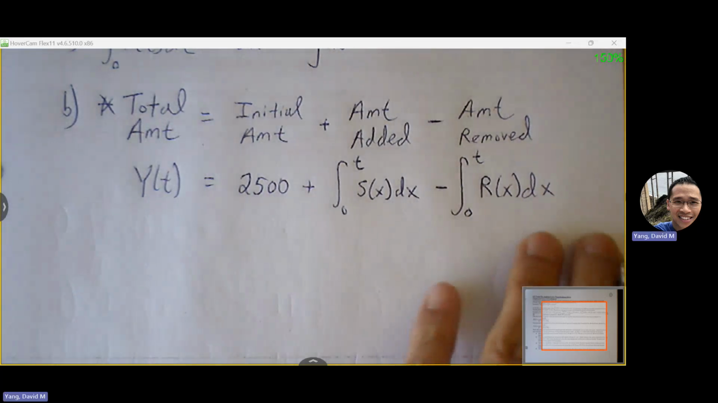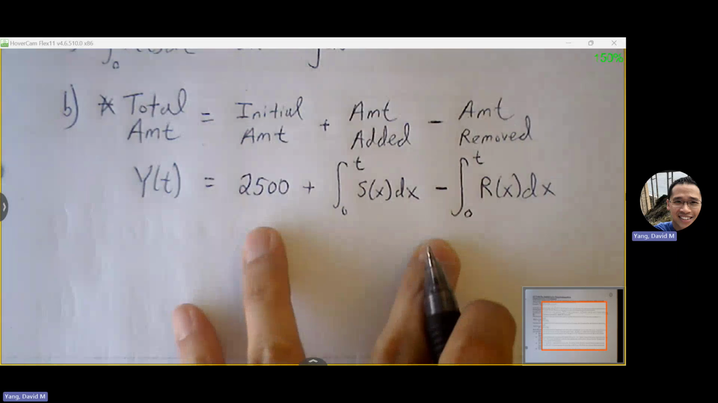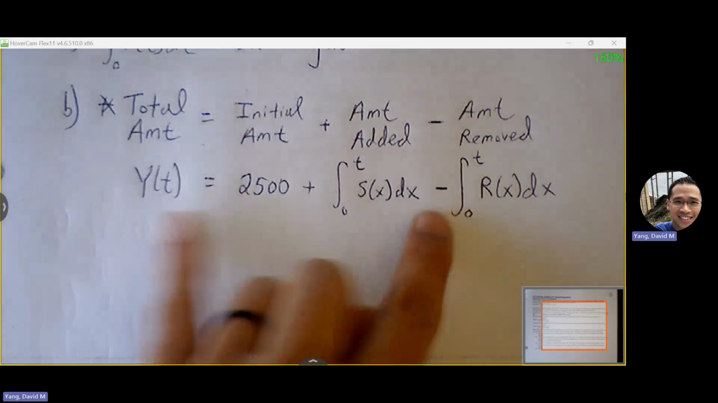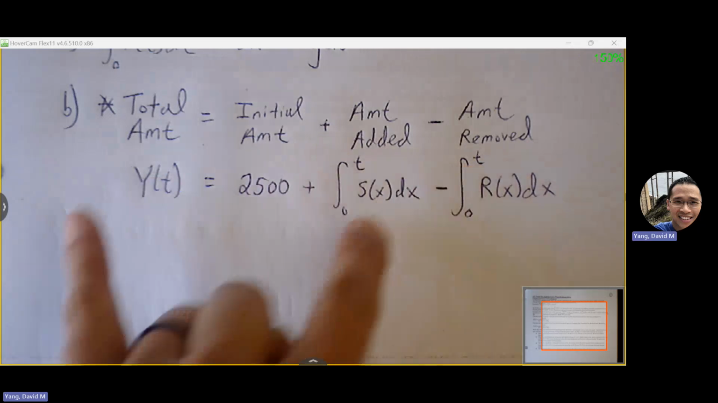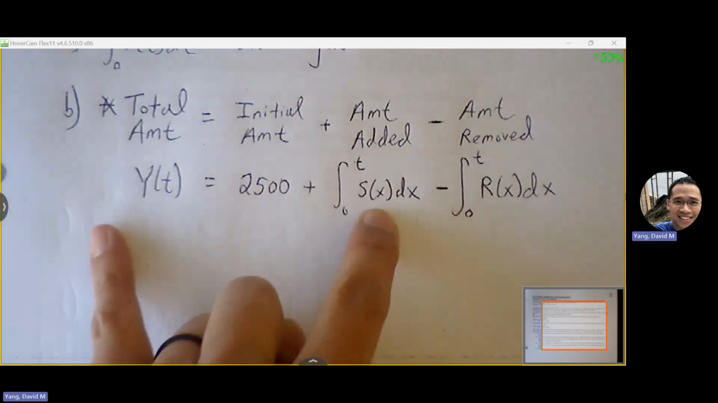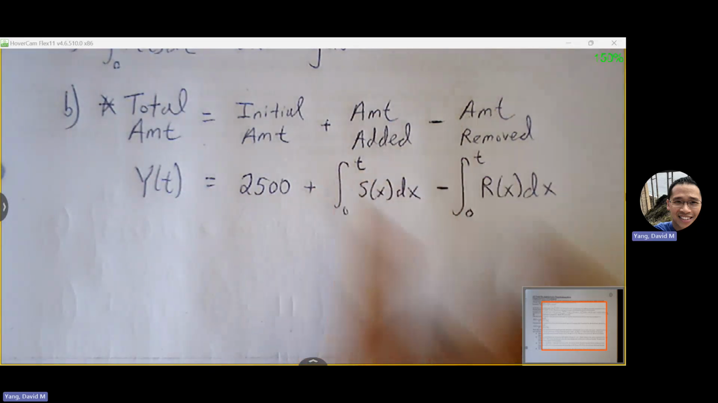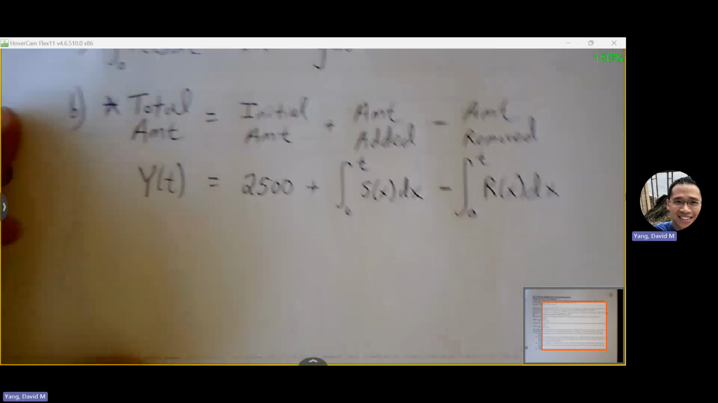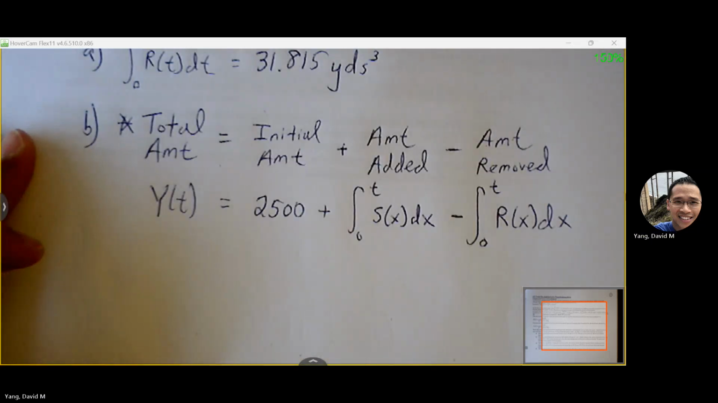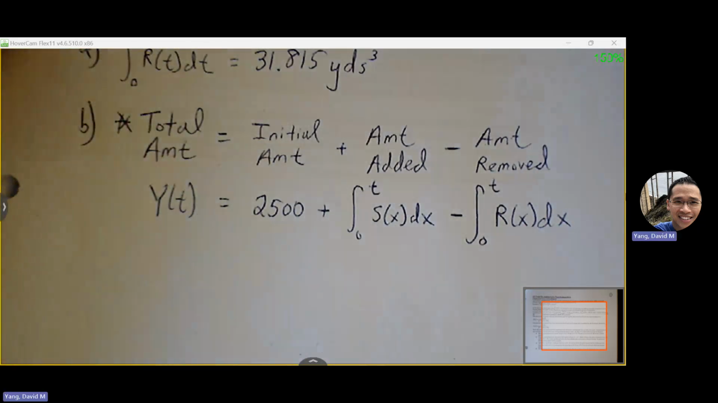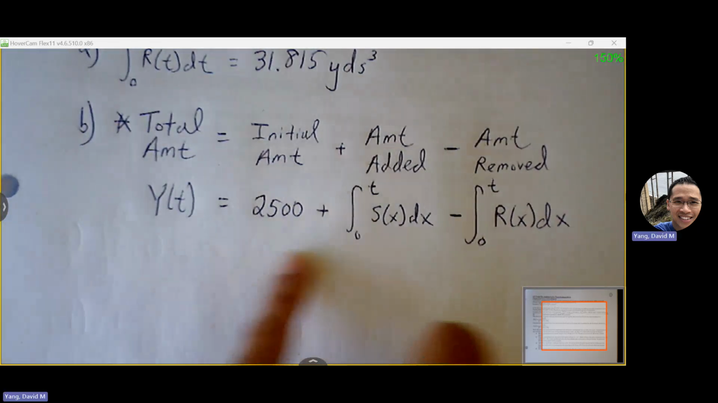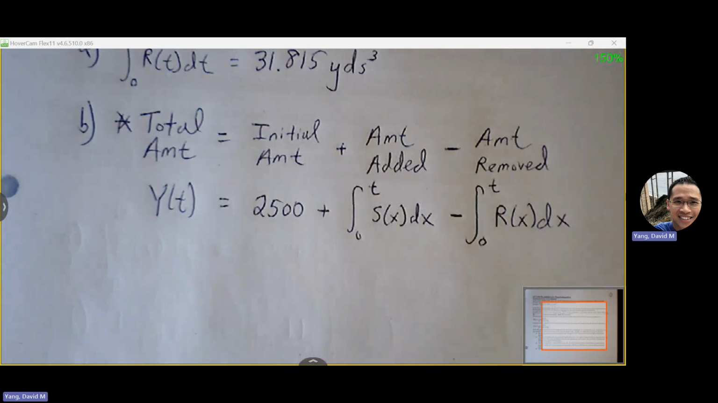Okay, so here's the general model that we can use for this problem, and we can adapt this for any amount of time, right? We can figure out how much sand there is 4 hours in, 6 hours in, 3 hours in. Okay, so now part C. For part B, we don't have to find anything, it's just asking us to create an equation, so this is as far as we need to go for part B.